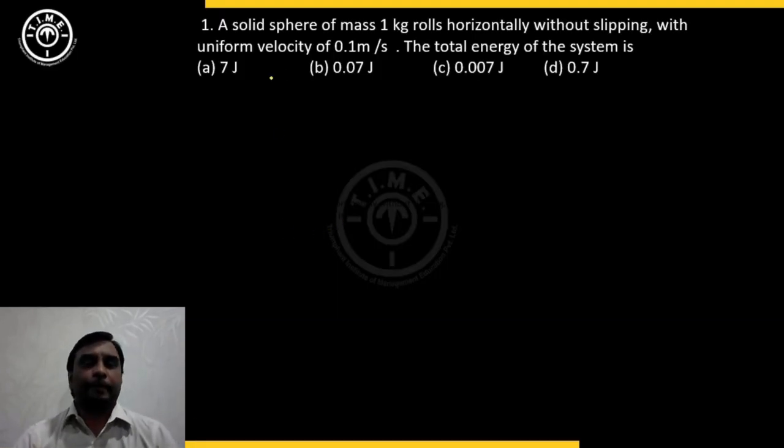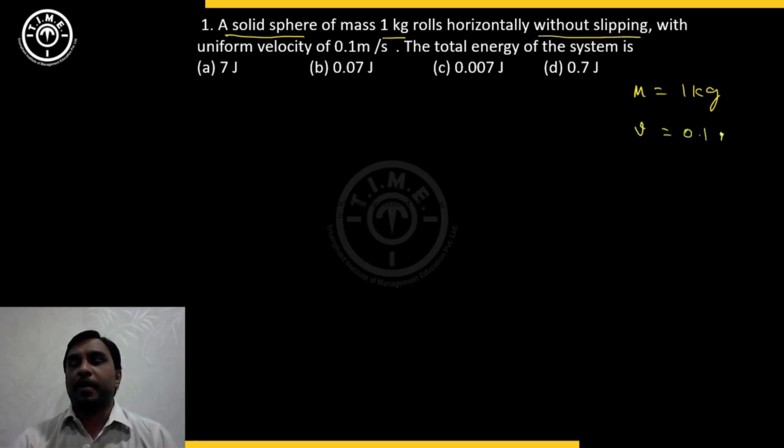Now we'll take up some questions. Question number 1. A solid sphere of mass 1 kg rolls horizontally without slipping, nothing but pure rolling. So mass is given as 1 kg, with uniform velocity. Velocity is given as 0.1 meter per second. The total energy of the system, meaning total kinetic energy.